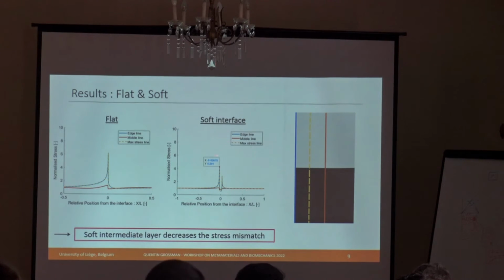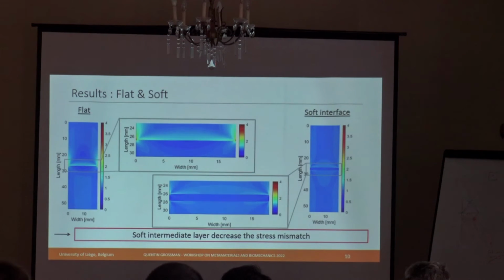And what we see for the soft interface is the same. So there's a strong concentration of stress at those regions. But what is already interesting to observe is that our concentration of stress is smaller than the flat case, which was a bit unexpected at the beginning. And now when looking at the stress field, we can see that indeed those areas are where the maximum of stress is occurring. And here you have it for the soft interface.